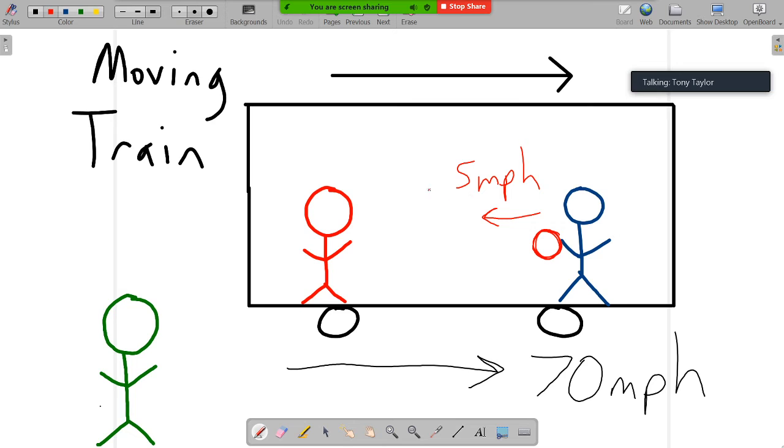So, guys, someone tell me, if from the point of view of the people inside the train, from their perspective, this person sees this ball coming at him at 5 miles per hour. From the perspective of the individual outside the train, again, assuming these were clear walls, and he looked inside the train, from his perspective, how fast is that ball moving? Anyone? From the perspective of the person in green, from his frame of reference. Anyone?